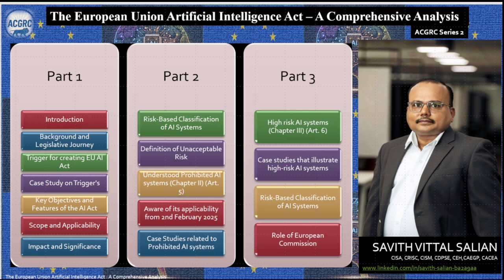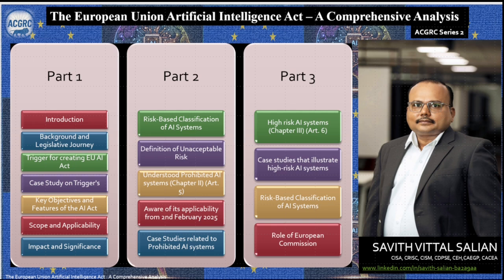In part 3, we covered high risk AI systems, chapter 3, article 6. We have looked at case studies that illustrate high risk AI systems. We have also looked at risk-based classifications of AI systems. We have seen the role of the European Commission. So at this point in time, we have covered 3 parts. We will have a few more to go.